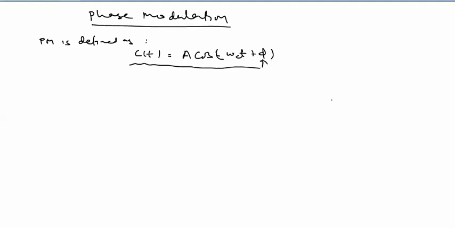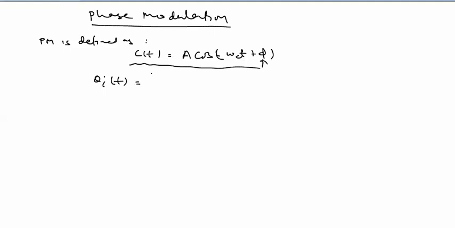Phase modulation. PM is defined as the process in which the phase of the carrier signal is varied according to the amplitude of the message signal. Same definition: the carrier phase varies according to the amplitude of the message signal. This is the unmodulated carrier waveform. If this component varies, the result is phase modulation.